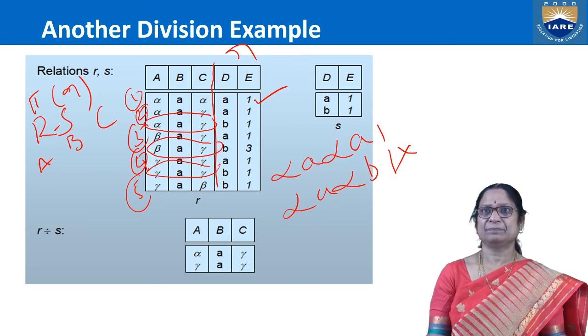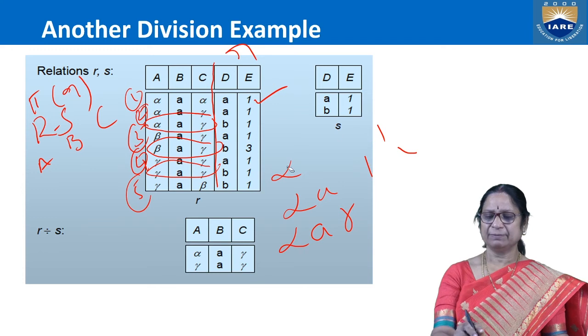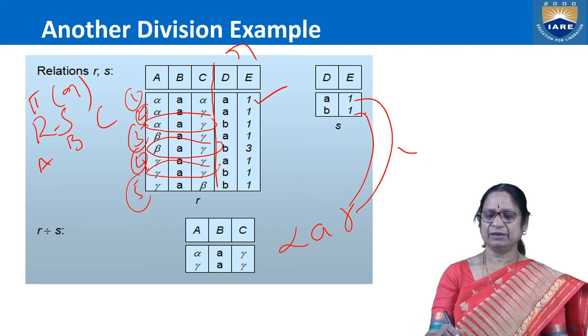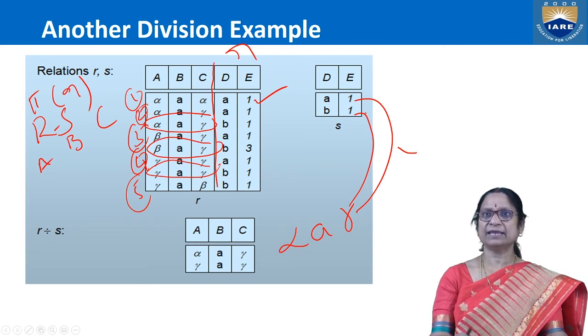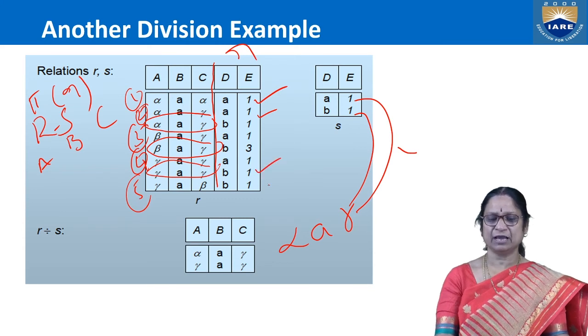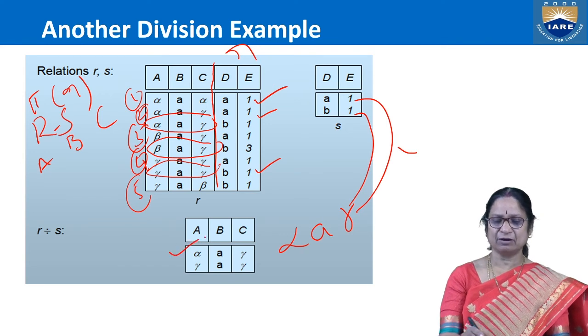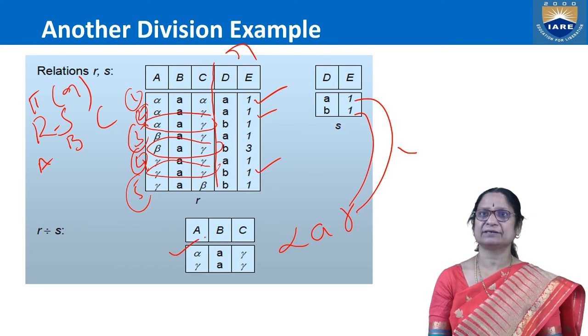I'll consider the second tuple. What is my second tuple? Alpha A gamma. If you map this alpha A gamma with both tuples A1 and B1, alpha A gamma A1 is there and alpha A gamma B1 is also there. You observe alpha A gamma B1 is also there, so that's why alpha A gamma can be listed.